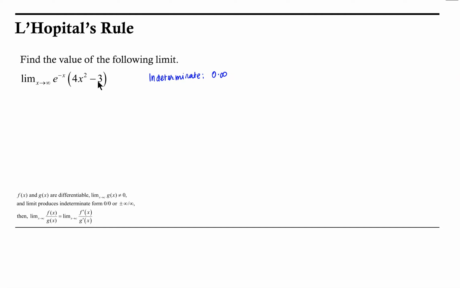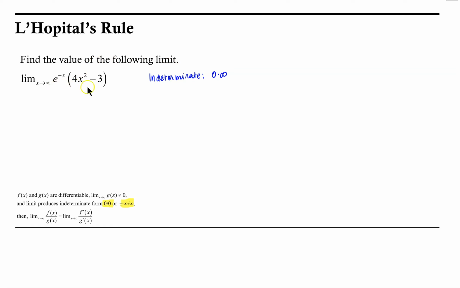Recall that to use L'Hopital's rule, we need an indeterminate form that is either 0 over 0 or infinity over infinity. So we'll need to use some algebraic techniques to rewrite the function in this limit so that we achieve either a 0 over 0 indeterminate form or an infinity over infinity indeterminate form.